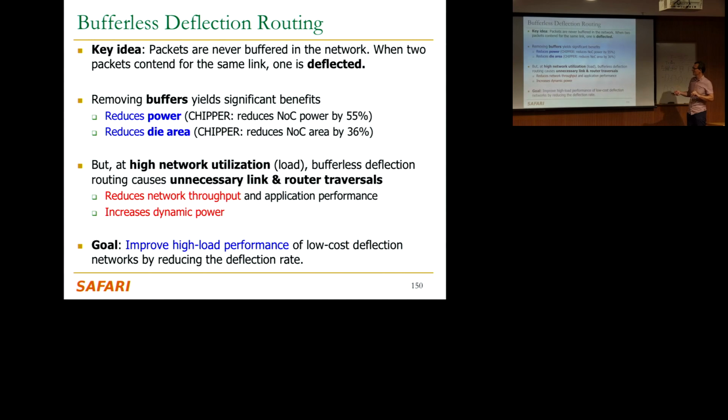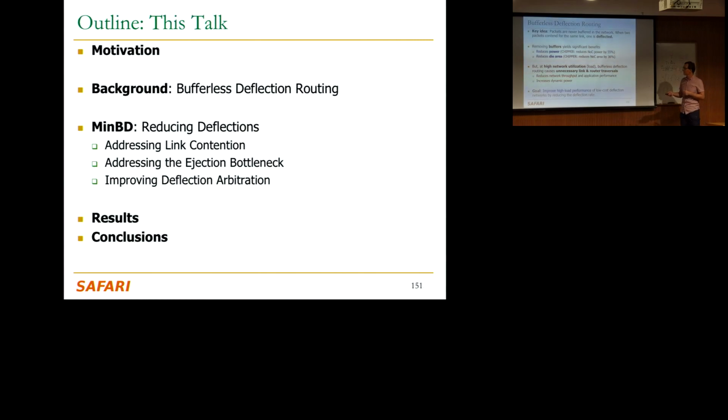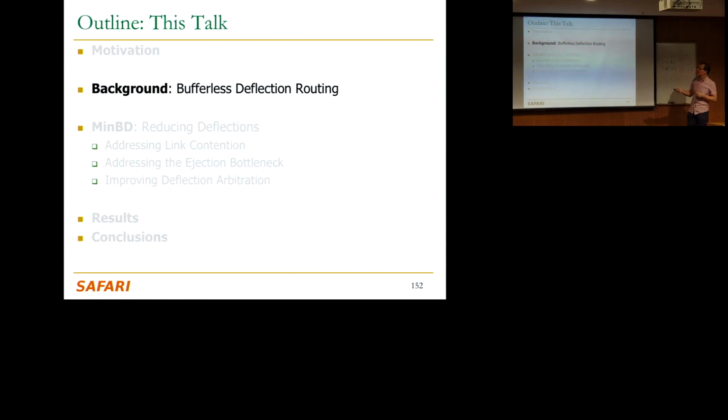That's good. And the downside that we're trying to target in this work is that at high network load, the deflection routing causes unnecessary link and router traversals. It reduces network throughput and application performance and increases dynamic power. So the goal is to improve high load performance of low-cost deflection networks by reducing the deflection rate. So we're going to take a look at that, basically.